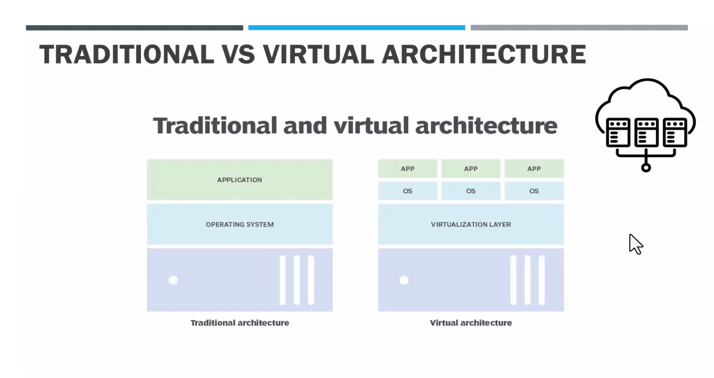This is a traditional versus a virtual architecture. On the left side, you can see the traditional architecture. On the bottom line there is hardware, then the operating system, and on the top layer is an application. On the right side, there is a virtual architecture. The first layer is the same, hardware, then the virtualization layer, then the operating system, and apps.